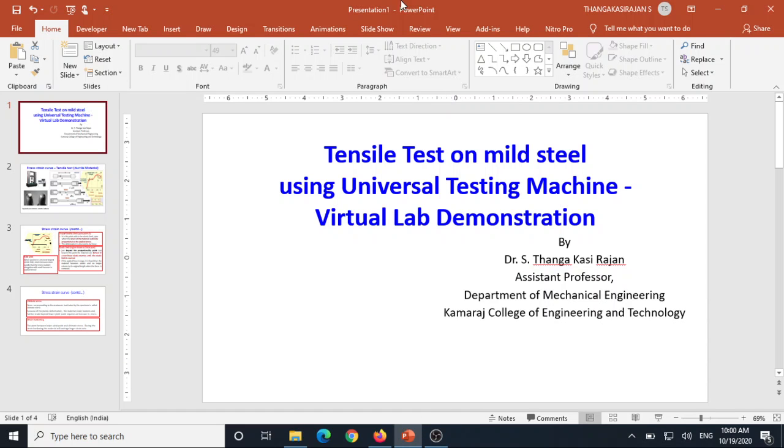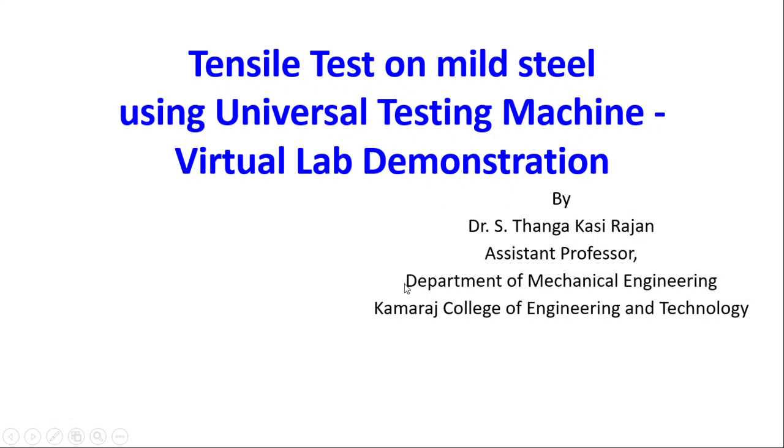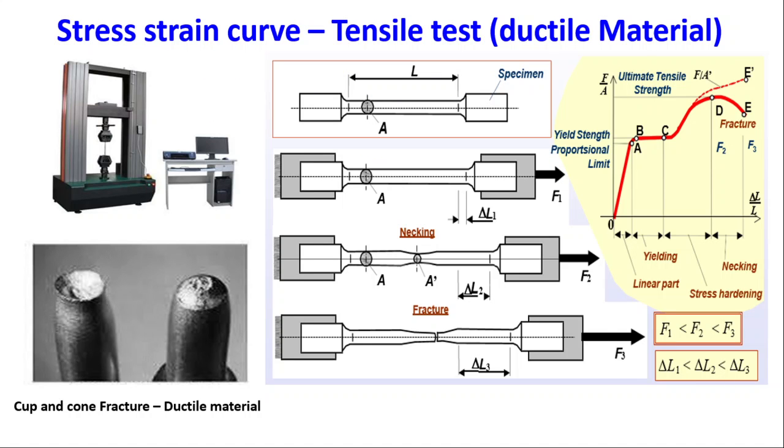Today we are going to see a tensile test on mild steel using a universal testing machine. It's a virtual lab demonstration. Before we start the experiment, let me cover what the stress strain curve is, what a UTM machine is, and the behavior of ductile material.